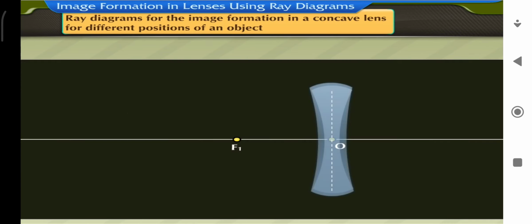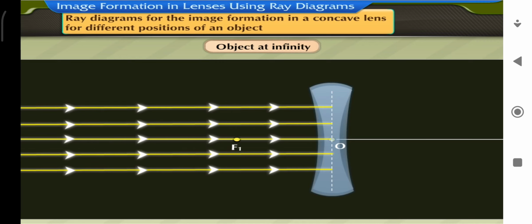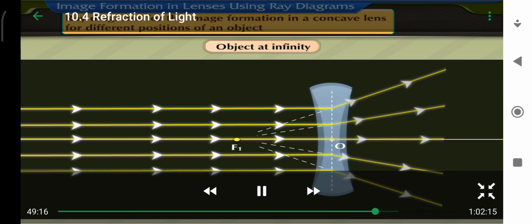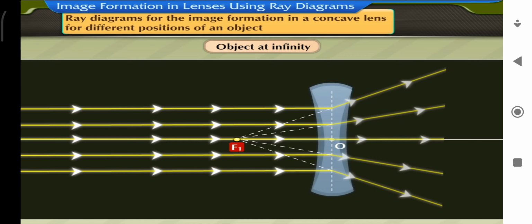Ray diagrams for the image formation in a concave lens for different positions of an object. Let us consider an object AB placed on the principal axis of a concave lens. Let us draw ray diagrams for two positions of the object. Object at infinity. When the object is placed at infinity, the rays coming from the object are parallel to the principal axis. The parallel rays, after passing through the lens, diverge on the other side of the lens. When seen from the other side, the rays of light seem to originate from the point f1. Hence, the image is formed at f1.